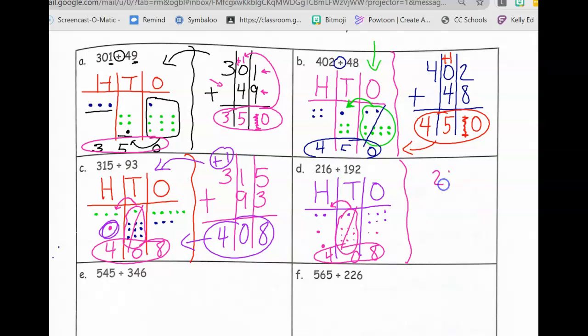Okay, last one. 192. Draw your place value lines. Add up 6 and 2 is 8, 9 and 1 is 10. We're going to leave the 0, and there's our 10 up there. We're going to put it in the hundreds place. Bring it down, you got 4. Those match, so we're good to go.